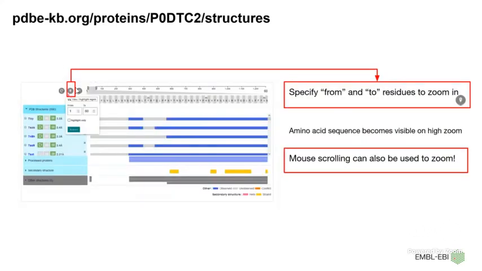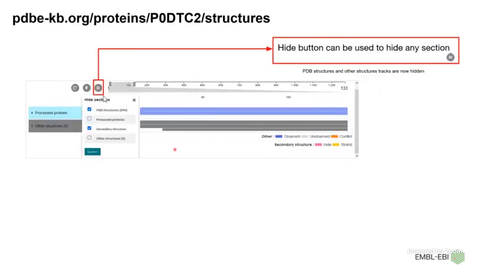You have a section for navigating the range, where you can highlight a specific region of your interest. If you zoom in to a high level, you can even see the amino acids. You can use your mouse scroll as well in order to zoom. You have a special button for hiding the various sections. For example, here I have hidden PDB structures and secondary structures.